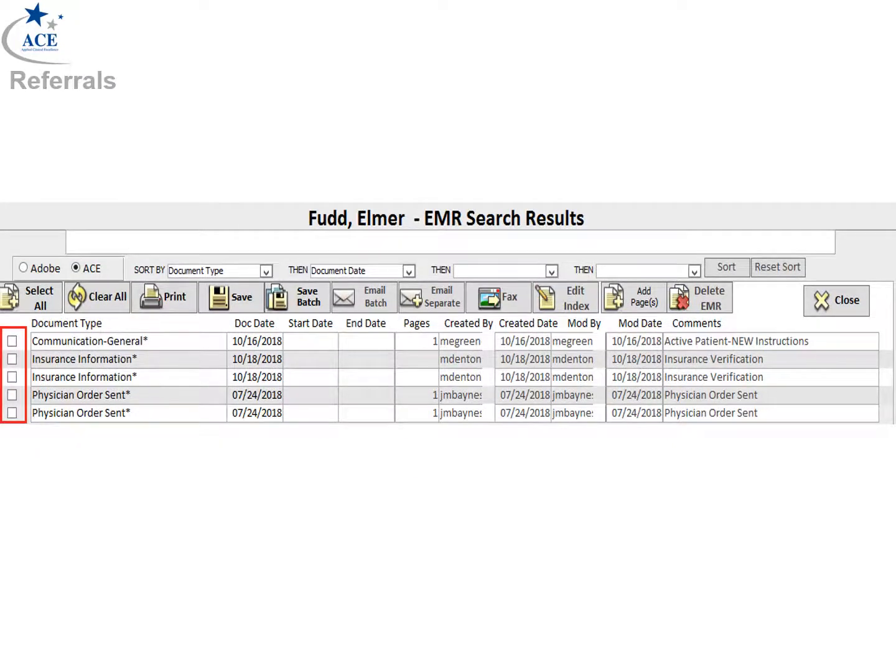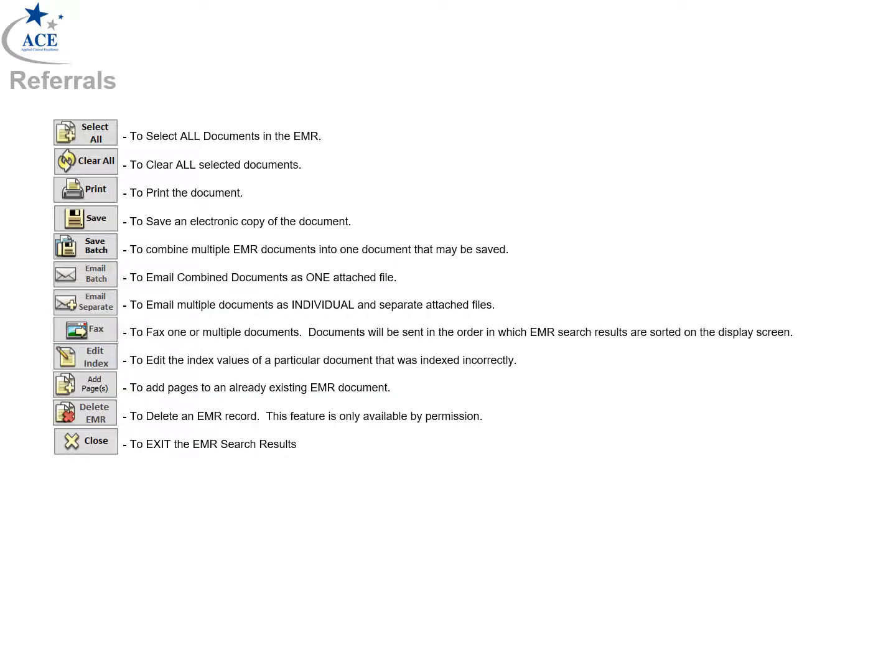The user may perform different tasks while viewing search results. To perform a task, click the checkbox to select one or multiple documents. Review this list of EMR buttons to determine what you need to do.